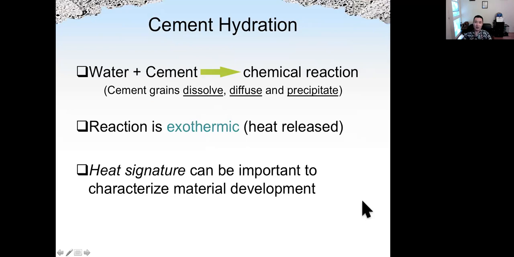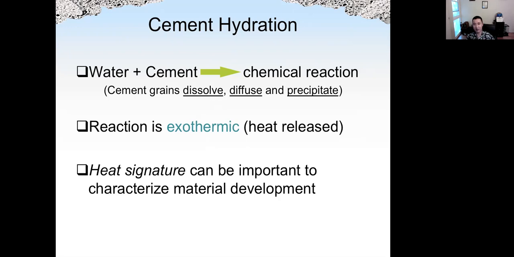Then let's look at cement hydration, which is the chemical reaction between water and cement. When we mix water with cement, a chemical reaction called hydration will occur. The cement grain will dissolve, diffuse, and precipitate. So here I show three words. Firstly, dissolve means the water will dissolve the cement grain. And then the hydration product will precipitate on the surface of the remaining cement grain.